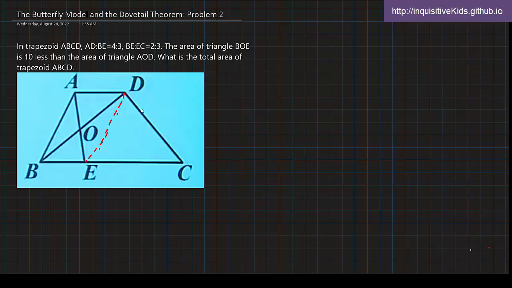Now we have a triangle DEC and the butterfly model on the left side. Let's first use the first ratio, 4 to 3. So this would be 4, and this would be 3. And we'll look at the other ratio later. In this case, this is A and this is B.